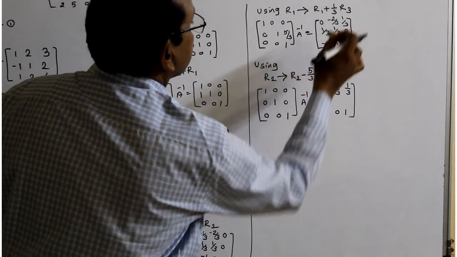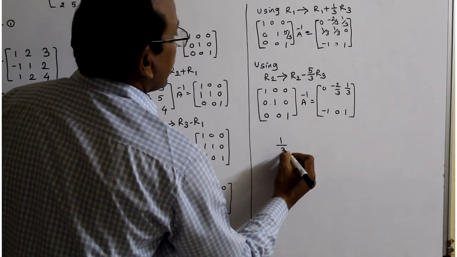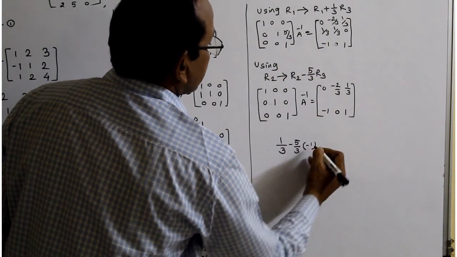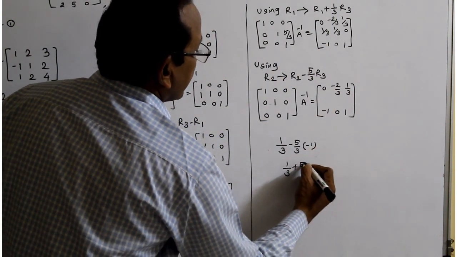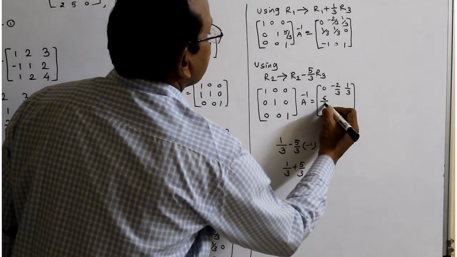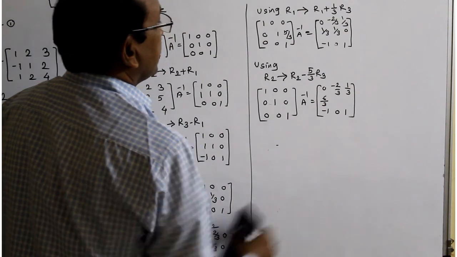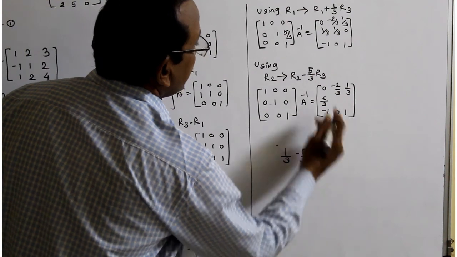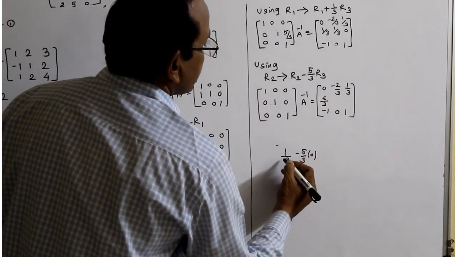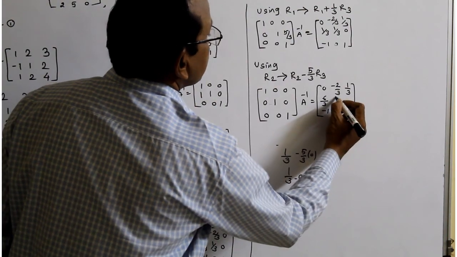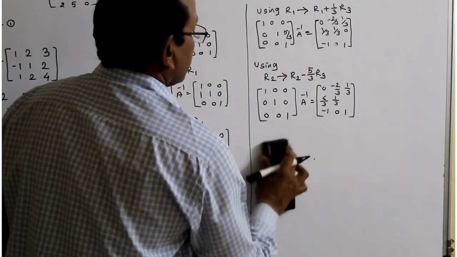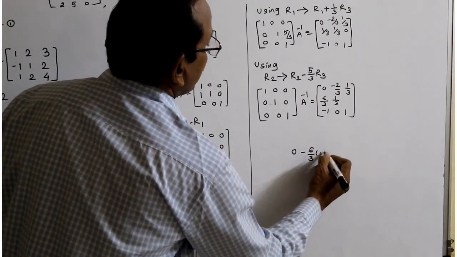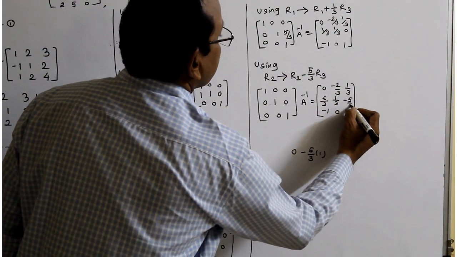Now on this side it is R2. R2 is 1 by 3 minus 5 by 3 into minus 1. So it is 1 by 3 plus 5 by 3, means it is 6 by 3. Then operate here. 1 by 3 minus 5 by 3 into 0 is 1 by 3 minus 0, means it is 1 by 3. Then 0 minus 5 by 3 into 1, which is minus 5 by 3.